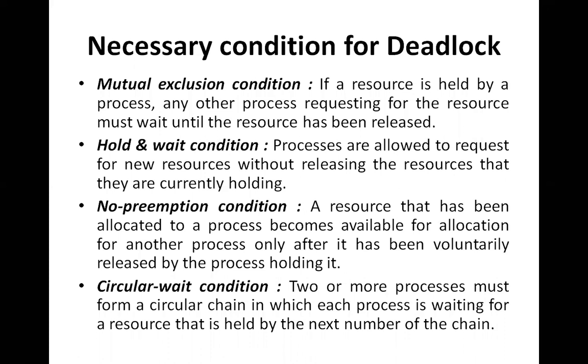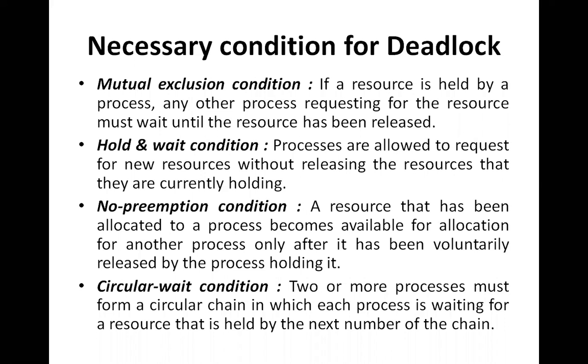And the fourth is the circular wait condition, in which two or more processes form a circular chain in which each process is waiting for a resource that is held by the next member of the chain. A requires a resource held by B, B requires a resource held by C, C requires a resource held by D, and D requires a resource held by A. So it is forming a chain.